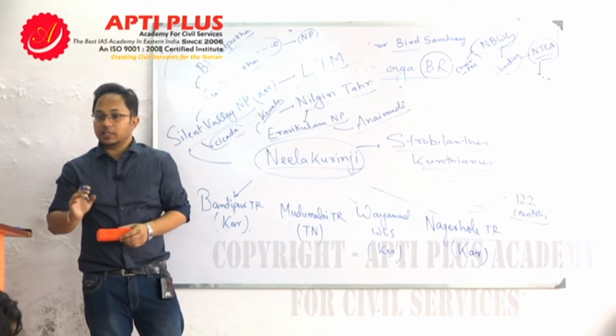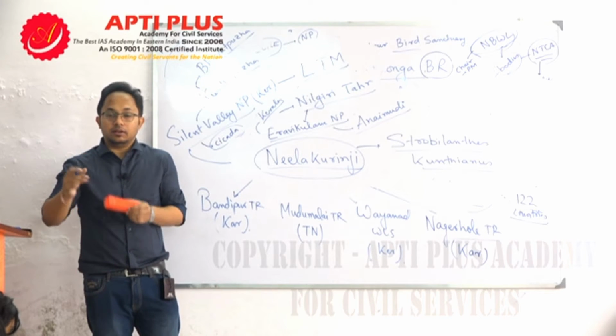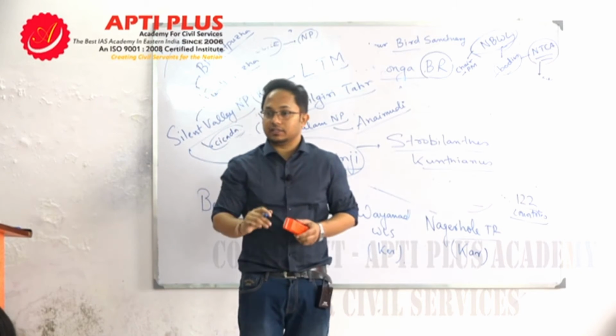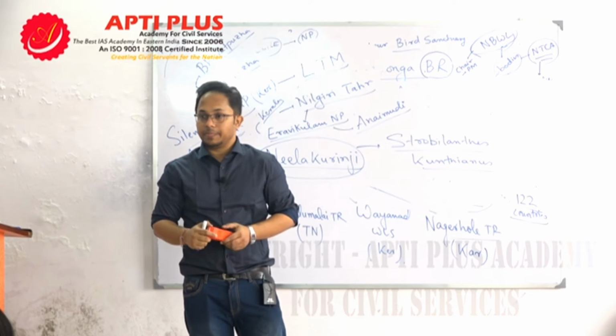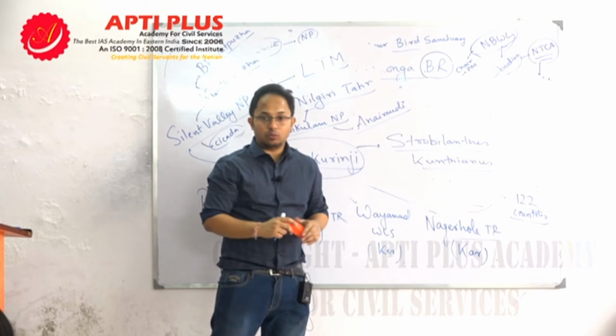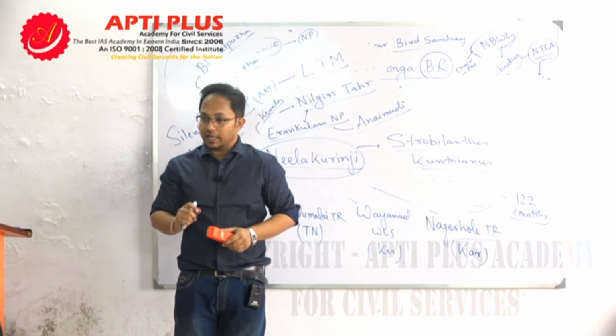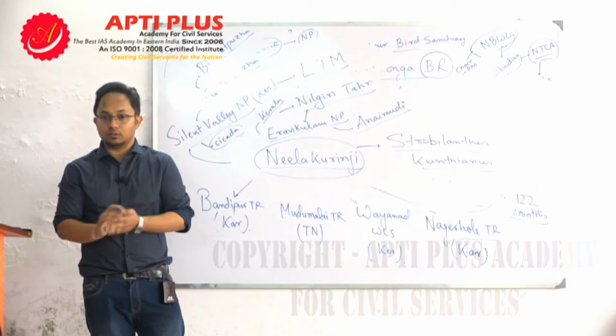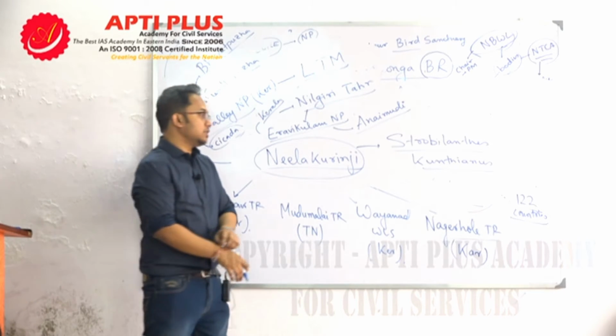Let's say Neelakurinji को लेके एक question आता है. Maybe regarding Neelakurinji, mark out which is correct or incorrect, and they will give you 5 statements. Its scientific name is this, one of the statements. अब अगर आपको पता नहीं है, तो it will be difficult for you at that point of time to understand कि उसको क्या करूँ. Strobilanthes kunthianus is the name.